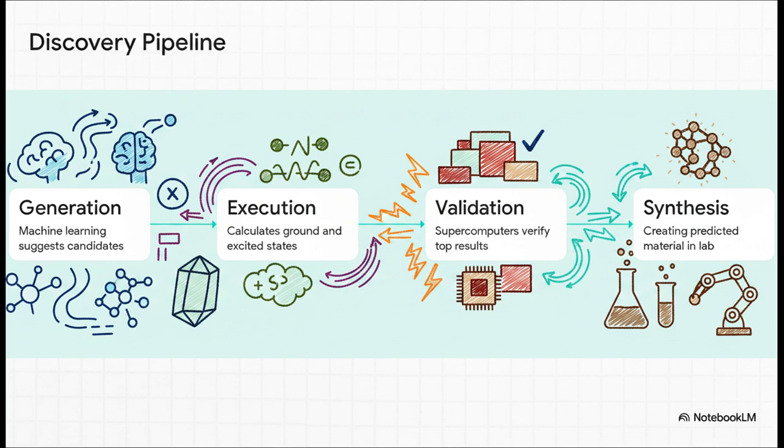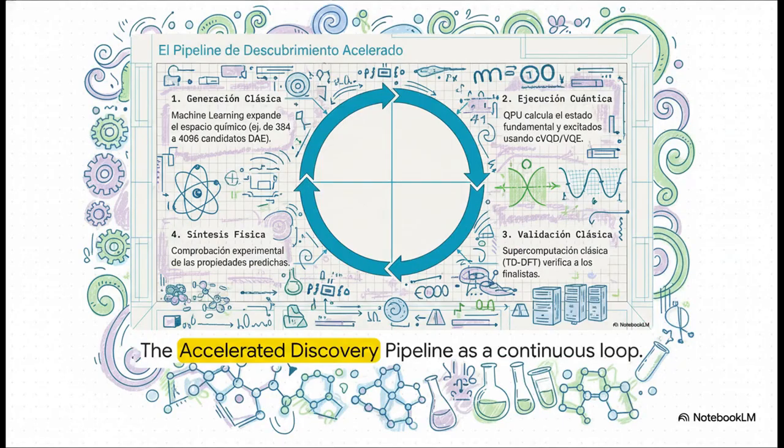First, classical generation uses machine learning to suggest thousands of possible chemical candidates. Second, quantum execution calculates the ground and excited states of those candidates. Third, classical validation uses supercomputers to verify the top results. And finally, physical synthesis means actually taking those findings and creating the predicted material in a lab. Let's move to the next slide and see how this builds into a continuous ecosystem.